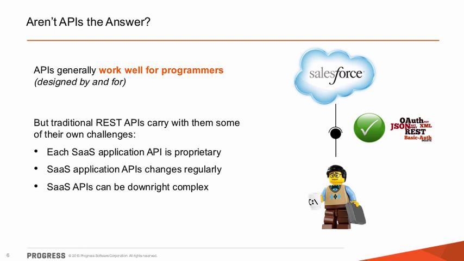So even if you are a developer, you still have issues with these APIs. For example, oftentimes companies need to deal with more than just Salesforce. They probably have Salesforce and Eloqua or Marketo or Microsoft Dynamics, any variety of cloud-based or SaaS-based applications. And the reality is each of those APIs is proprietary.